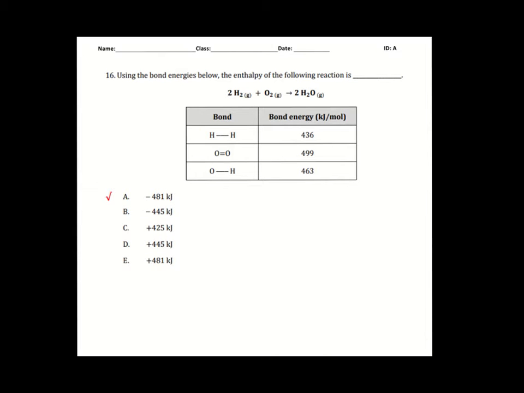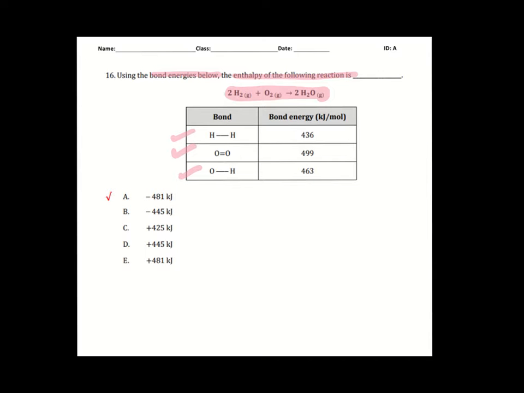This problem is about bond enthalpy. You are asked to use the bond enthalpy values given here to calculate the enthalpy of the following reaction: 2H2 plus O2 gives 2H2O. Let's get started.